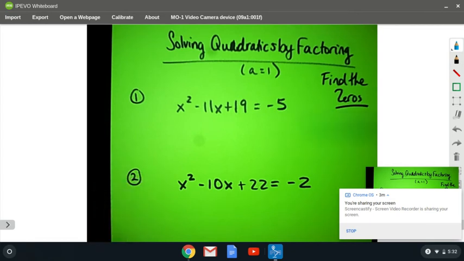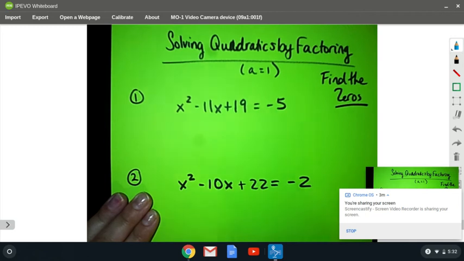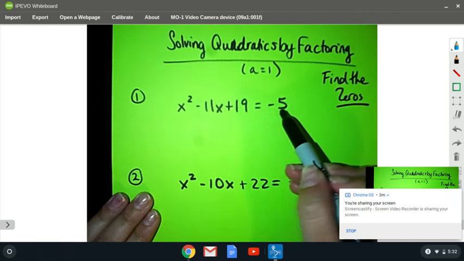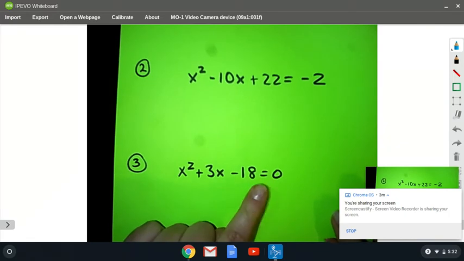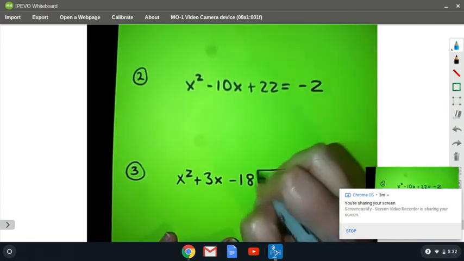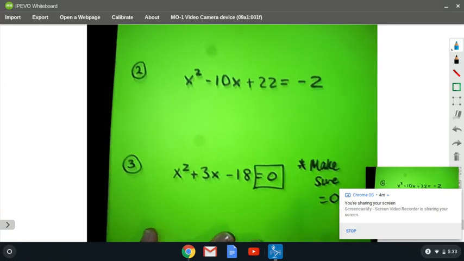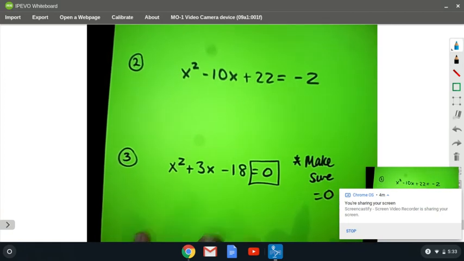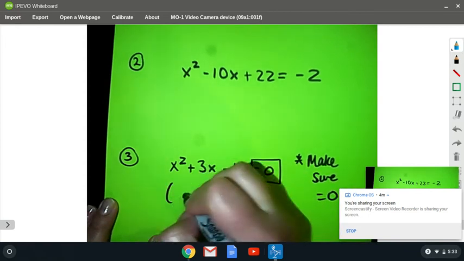So the most important thing when you're solving, we're going to factor just like we have been, but we're adding in the fact there's an equal sign and a number. The easiest one is actually this one here, number 3, because you'll notice that it's set equal to 0. Your goal in all of these, before you do anything, is to always make sure it's equal to 0 before you start factoring, okay? So this one's equal to 0, so I can go ahead and factor this.